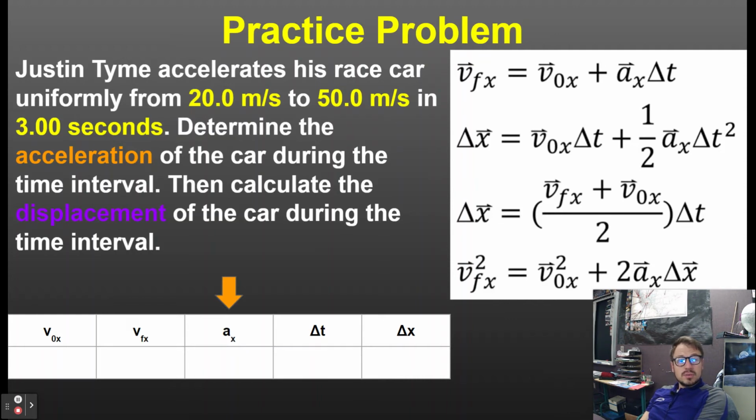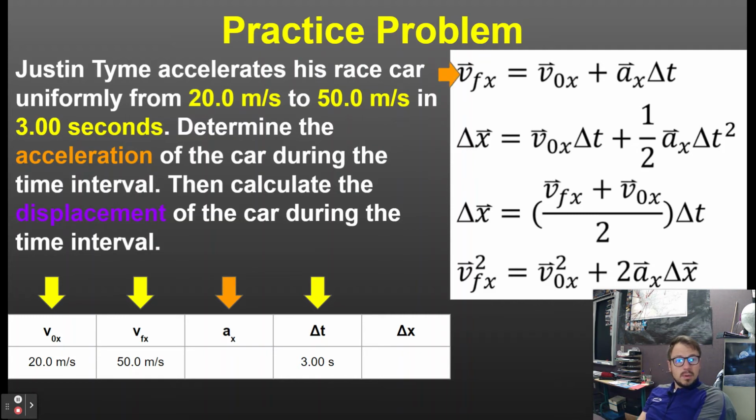Now we have to ask ourselves, what are the 3 variables we know? So we know the initial velocity is 20 meters per second. The final velocity is 50 meters per second. And the time interval over which this motion takes place is 3 seconds. So I'm going to go ahead and plug everything in there that I know. Then I need to look for the equation that has these 4 variables. Or I can take a shortcut and just look for the one that doesn't have the one that I'm not concerned with. Which one doesn't have delta x?